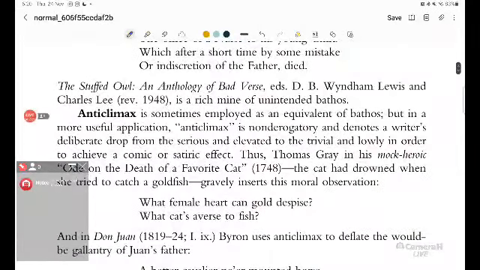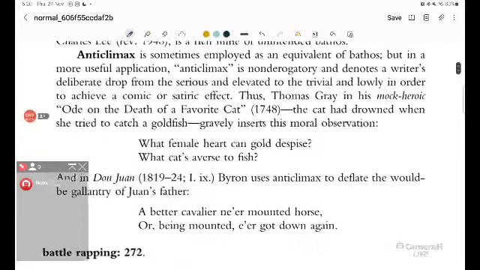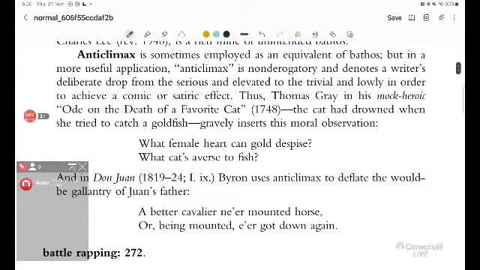Okay, let's take it for depth, है ना? Let's move on to the next one. Next है हमारा anticlimax. Anticlimax is something employed as an equivalent of bathos, ठीक है? But in a more useful application, anticlimax is non-derogatory and denotes a writer's deliberate drop from the serious and elevated to the trivial and lowly in order to achieve a comic or satiric effect. ठीक है ना? इसको हम लोग अंडरलाइन भी कर लेते हैं.